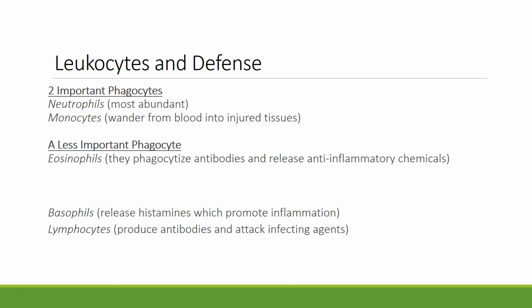Those 2 phagocytes are neutrophils, which are the most abundant, and monocytes that have the ability to wander from the blood into the injured tissues. A less important phagocyte is the eosinophil. They phagocytize antibodies and release anti-inflammatory chemicals. Basophils release histamines, which promote inflammation, and lymphocytes produce antibodies and attack infecting agents directly.